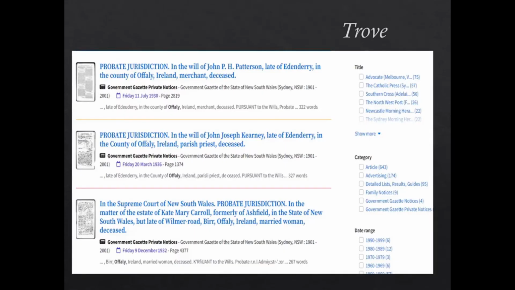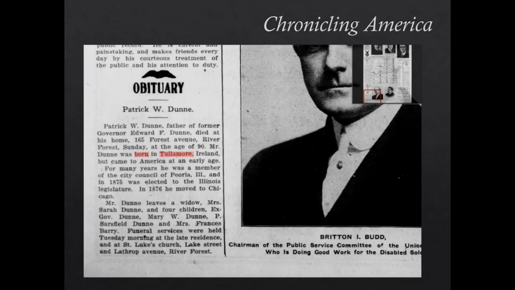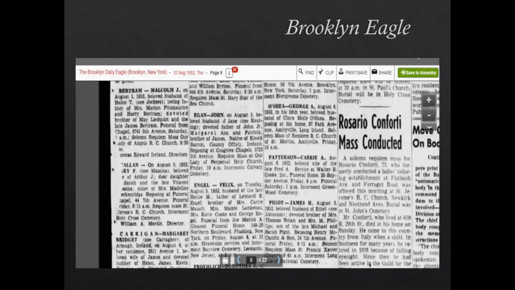Researching Offaly natives who were scattered throughout the world has also become much easier with access to online catalogues and digitised collections around the world. These include, but are not limited to, for example, the Australian newspaper collection at Trove, or Chronicling America, the digitised newspapers collection from the USA, which covers a vast period from 1773 to 1963. Likewise, the Brooklyn Eagle newspaper provides a useful source for many things relating to County Offaly immigrants who settled in that part of the US.